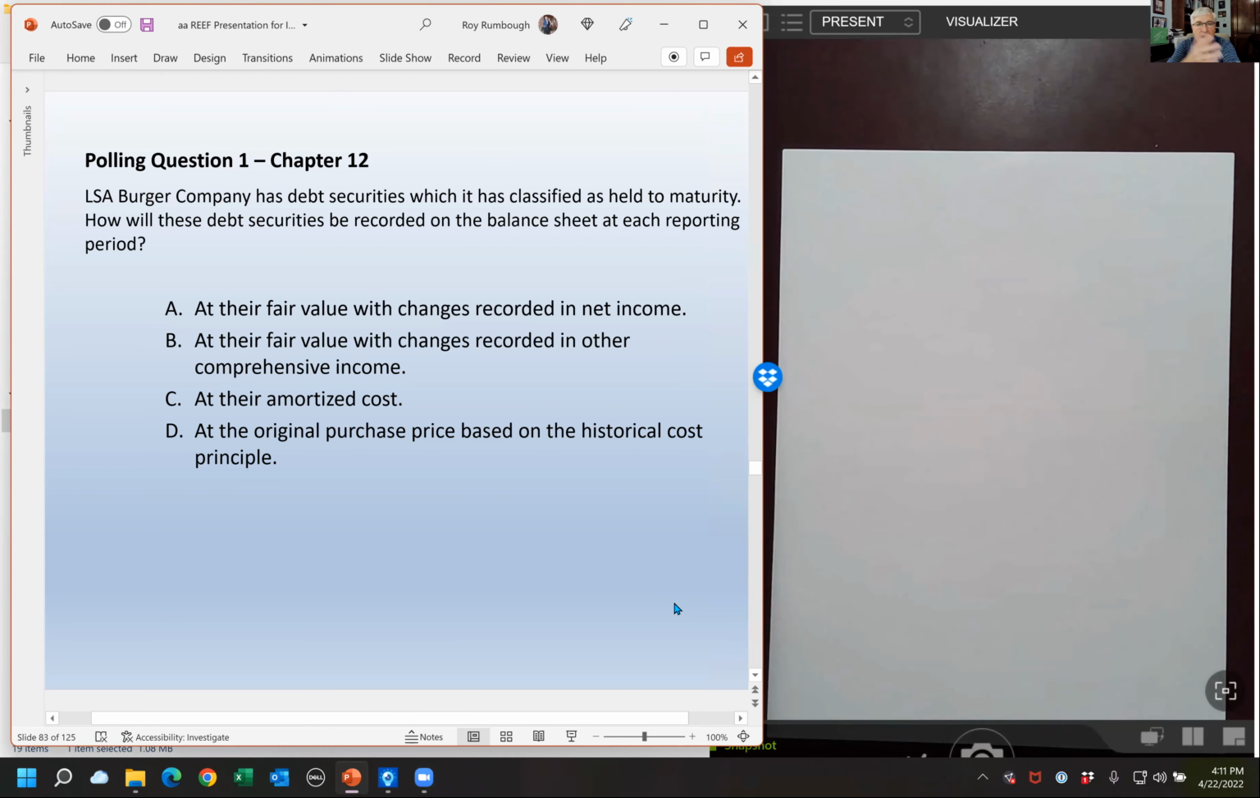So here, the company has debt securities, which is classified as held to maturity. How will these debt securities be recorded on the balance sheet each reporting period? Maybe I'll let you read those, come up with your own answer, then I'll tell you the answer, okay?